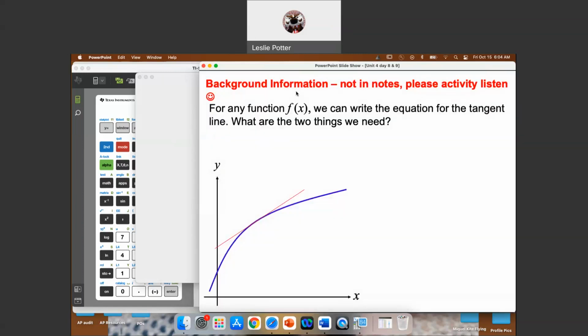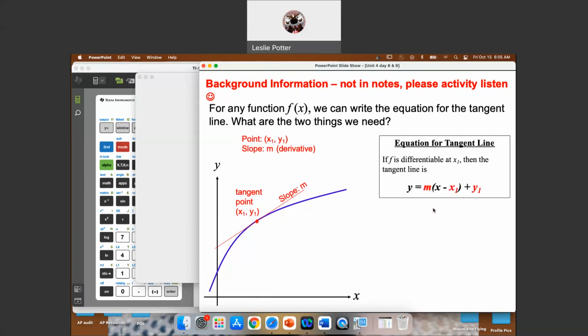For any function f of x, we can write the equation for the tangent line. We've been doing that all year. What are the two things we need? We need a point and we need a slope. Of course, I say slope, you think derivative. We're still working with the background information. This is all stuff you know. There's my tangent line, at the point x equals 4, let's say. When I find the derivative and evaluate it, that's my slope.